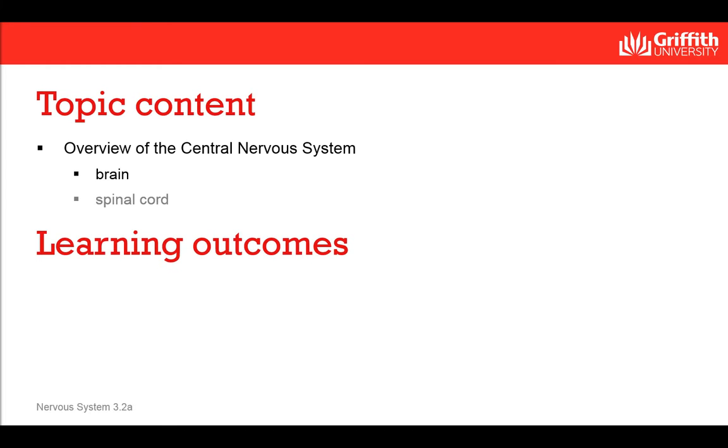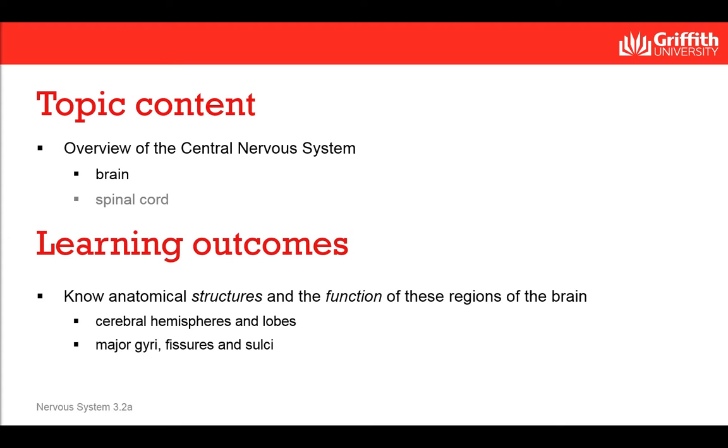The learning outcomes for Topic 3.2a are: to know the anatomical structures and the function of these regions of the brain, the cerebral hemispheres and lobes, the major gyri, fissures, and sulci.